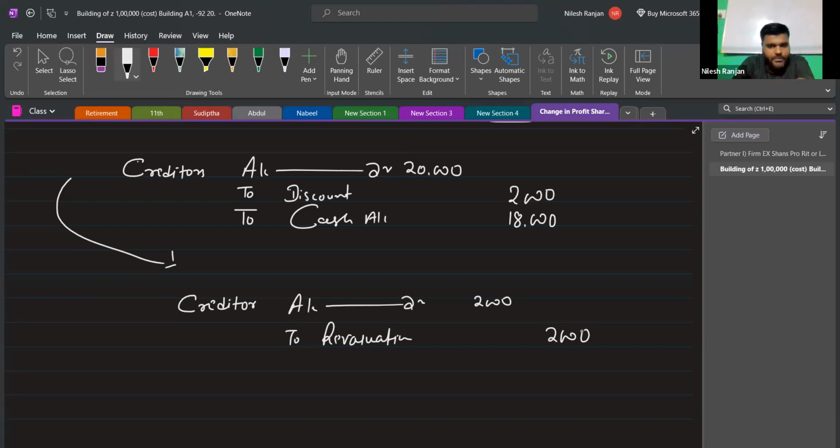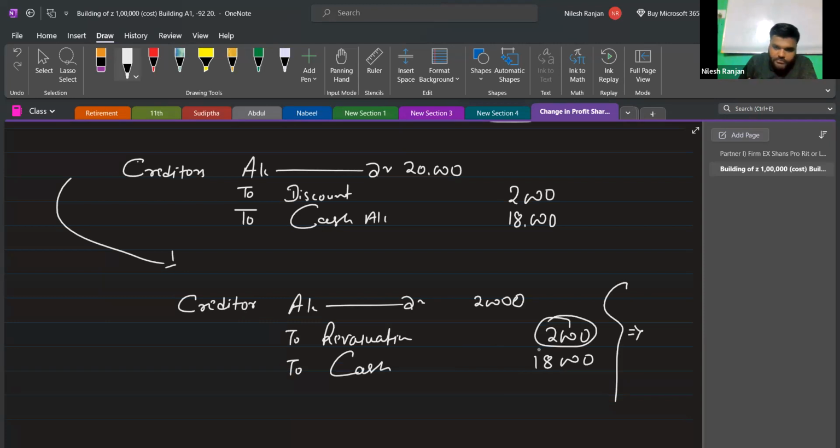But if there is any cash payment involved, then the entry will become creditors account debit 20,000 to revaluation 2,000 and to cash 18,000. In both of the cases, whether we are paying the amount or not, 2,000 will go to revaluation account only, because this 18,000 will go to cash account.